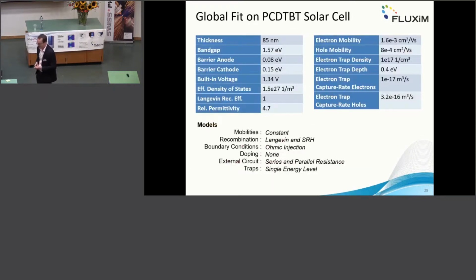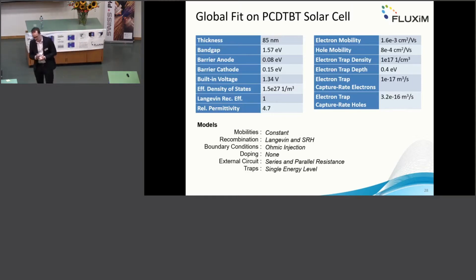So the parameters that we extract are the following, so you get an idea of what we work with. We have a band gap. Well, a thickness we already knew, but we have a band gap, we have the injection barriers, then there's a density of states, Langevin recombination efficiency. Also, these systems usually have Langevin-type recombination, so the efficiency is about 1. Then we have a permittivity, then there are electron and hole mobilities, and some trap parameters like a trap density, trap depth, and capture rates, how fast these traps capture charge carriers.